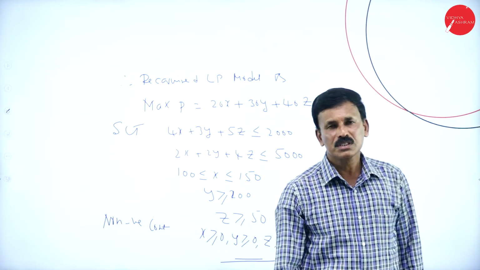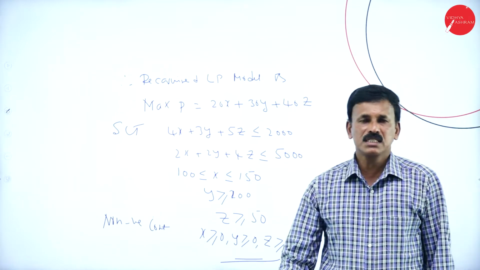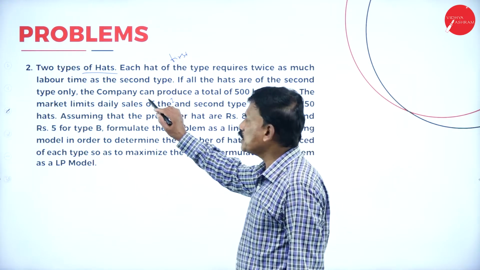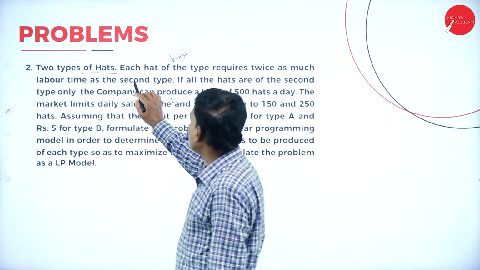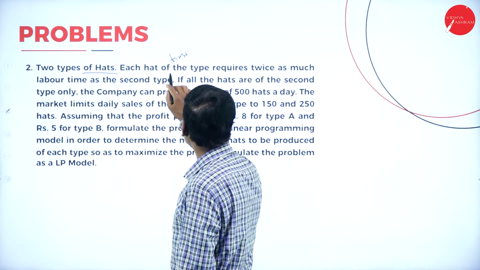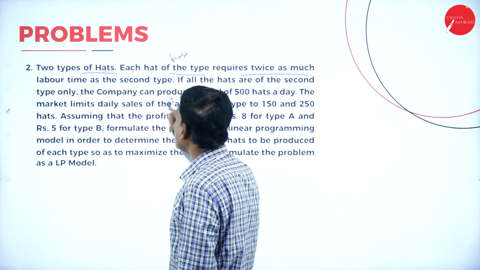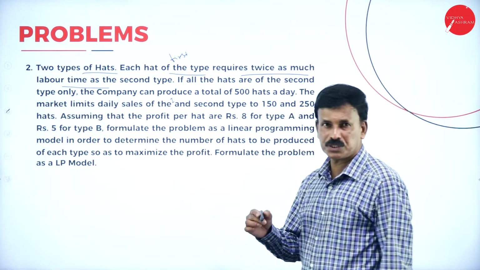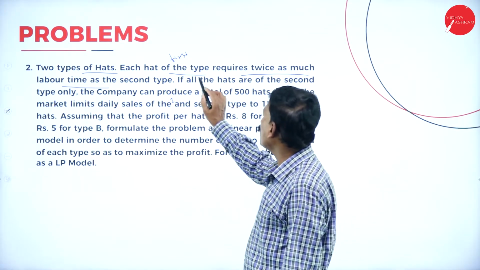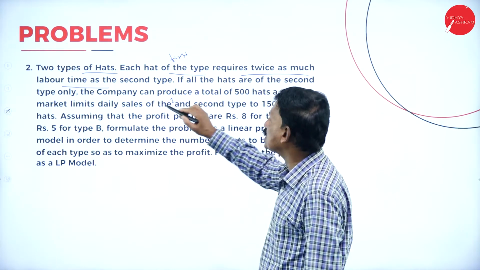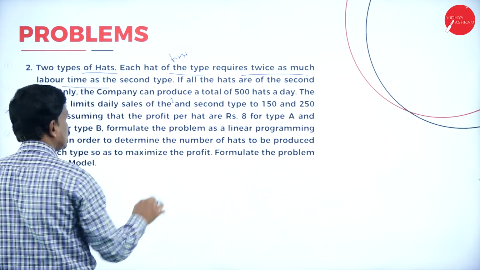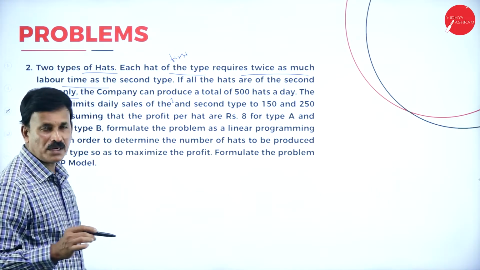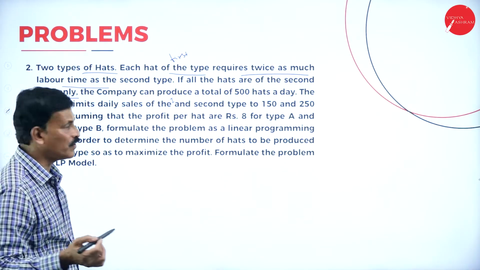That's it. It's very simple, very easy. Let us come to the next problem. The next problem is two types of hats. Each hat of the first type requires twice as much labor time as the second type. If all the hats are of the second type only, the company can produce a total of 500 hats a day.